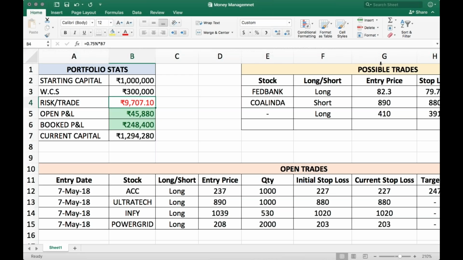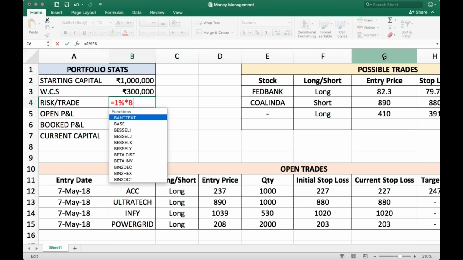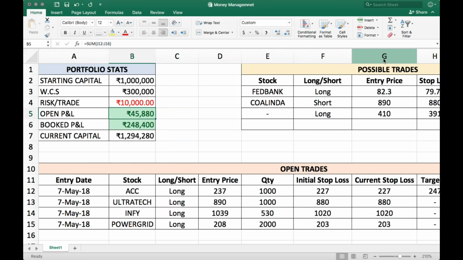Again, a good starting point is 1% of your starting capital, 10 lakhs, which is 10,000. Your starting capital is 10 lakhs. 1% of 10 lakhs is 10,000. So one trade you take, and if it goes wrong, your stop loss is hit. How much loss will you take? 10,000. This you decide. If you think 10,000 is too high, you reduce 1% to 0.5% or 0.75.